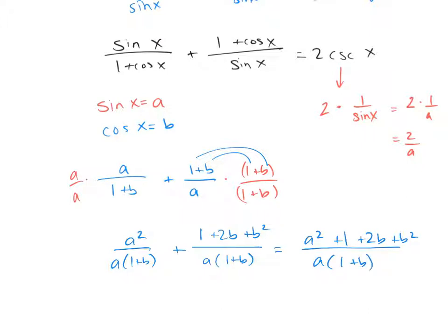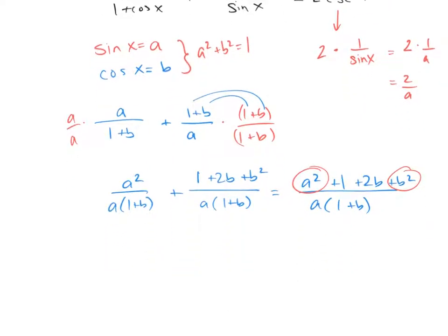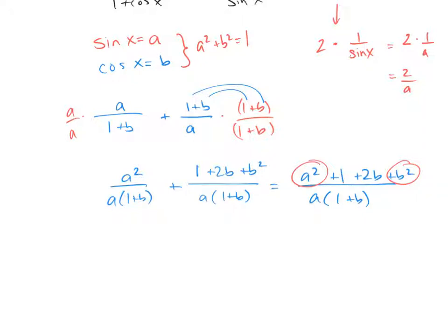It's a little bit harder to see when you can use that Pythagorean identity when it's set up like this. So just remember that when I have these, this means that a squared plus b squared equals 1. So I have a squared and b squared. I am going to simplify that. So I now have 1 plus 2b all over a times 1 plus b.